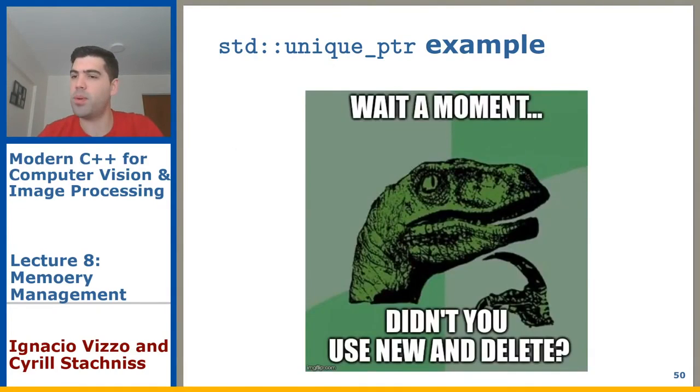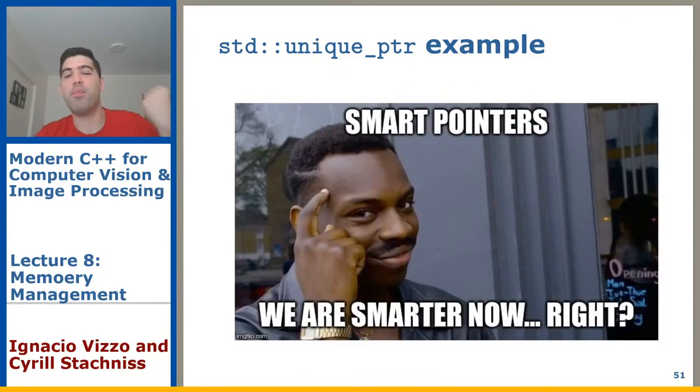And then, wait a moment, you didn't use new and delete. No, that's the idea, that unique pointers are smart, right? So you do this, but inside the unique pointer class. So you don't worry about new and delete. A really good rule of thumb is that if you grep through the program and there is something saying new or delete, there is an error. There is a memory leak for sure.